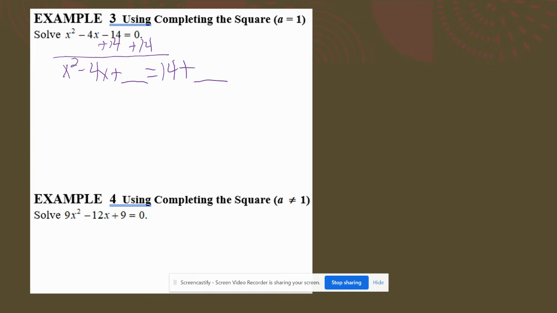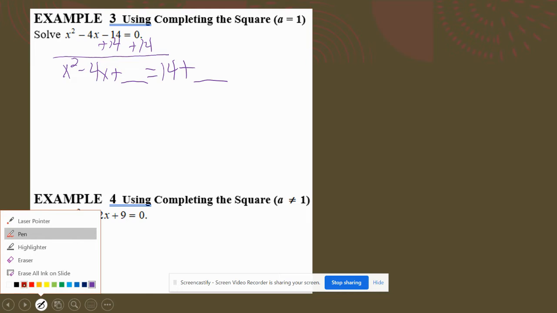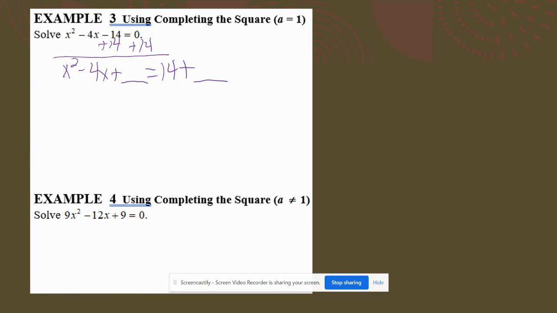Whatever I add to one side, I have to add the exact same to the other in order to make it, with math rules, legal. So we take half of the b term, which is negative 2, and square it. Negative 2 squared is 4. So we add that 4 on both sides.